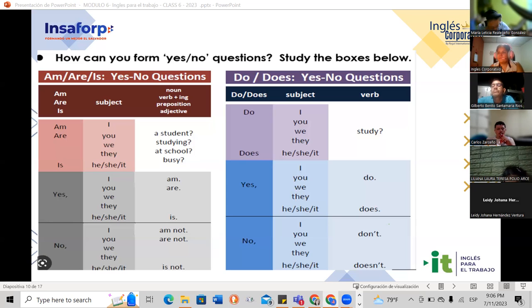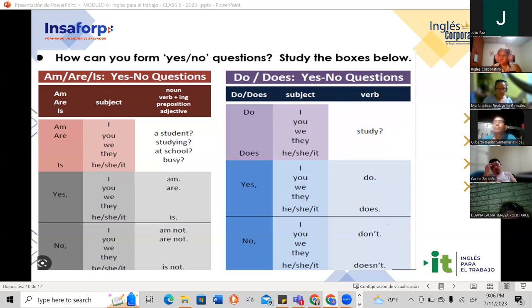Does, okay? Examples, yes. There are the examples, right? But why, okay, we use does... Yeah, okay.